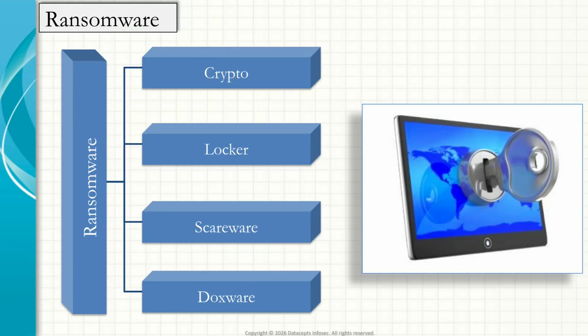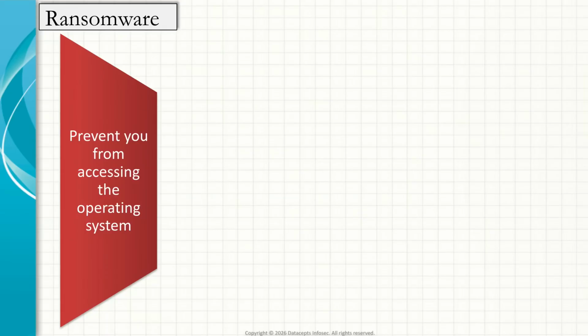Doxware. Doxware is a more aggressive form of ransomware in which the attacker threatens to expose sensitive, personal, or confidential information if the ransom is not paid. So beyond locking data, it adds blackmail pressure by saying that private files, emails, business records, or personal details may be leaked publicly.